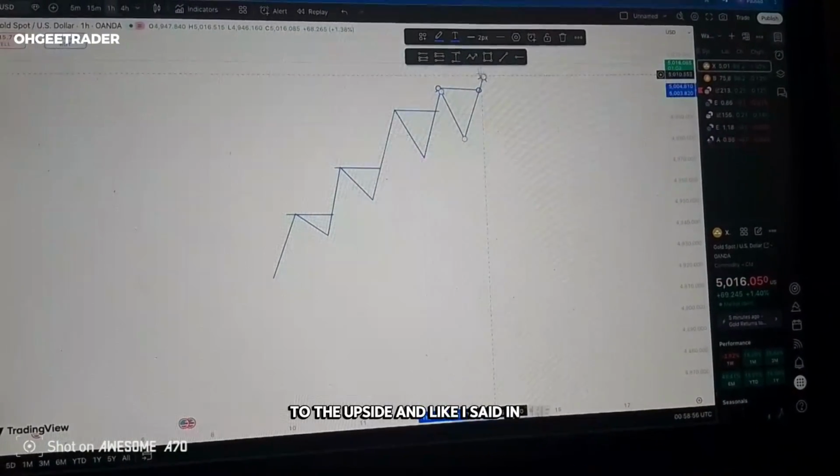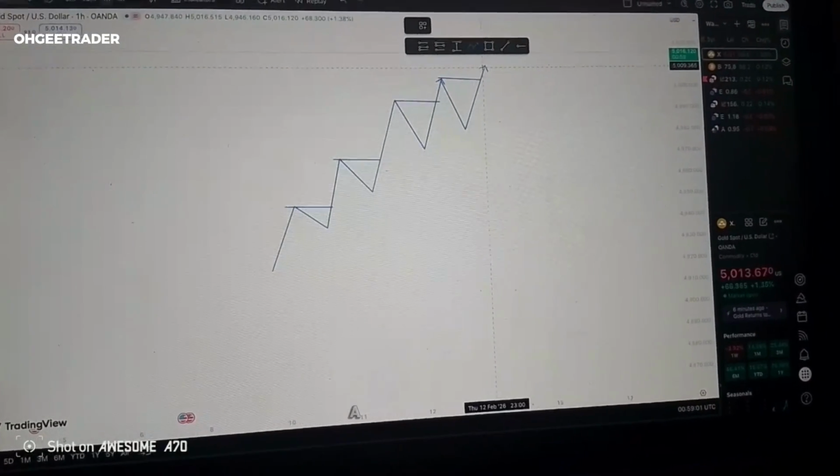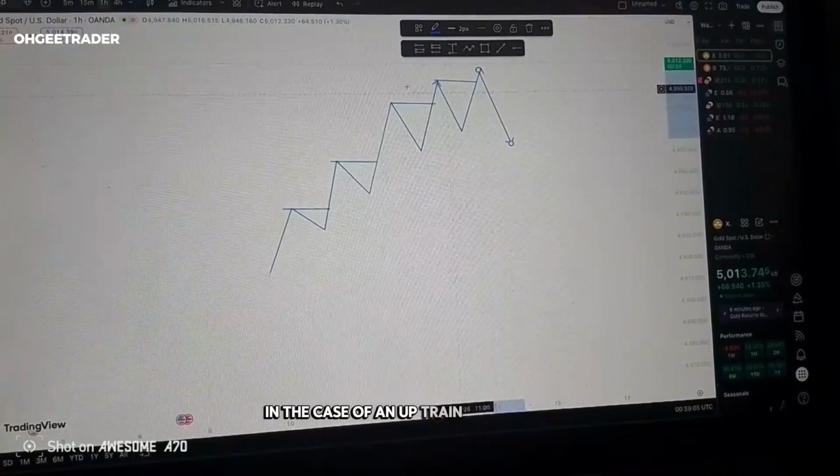And like I said in the other video that I posted on how to identify a trend change, when you see the market break structure to the downside in the case of an uptrend like this, right?